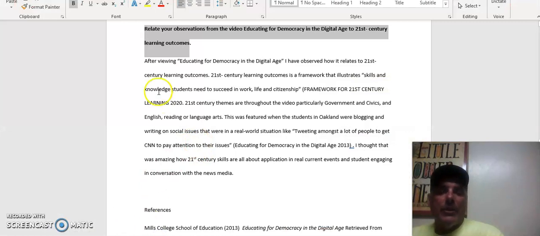Relate the observation. So here, to answer the last question, it's stated that I put, after reviewing Education for Democracy in the Digital Age, I observed how it relates to the 21st century learning outcomes. 21st century learning outcomes is a framework that illustrates... I think I already read that for the last one. I think I already mentioned it, but for the second and third question. But anyway, this is interesting.